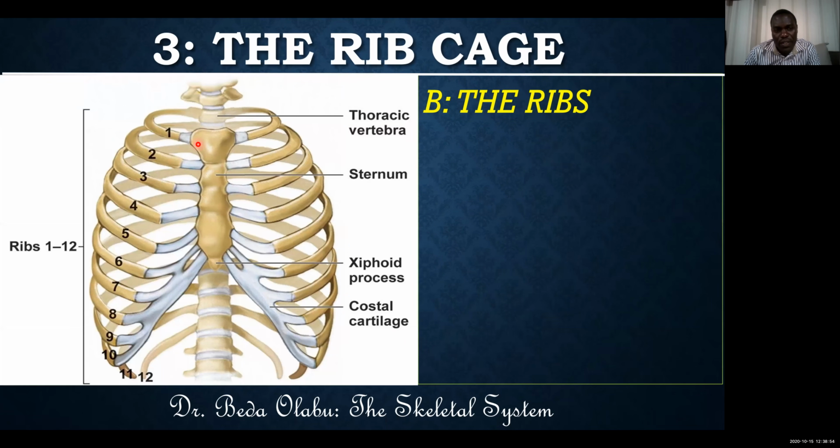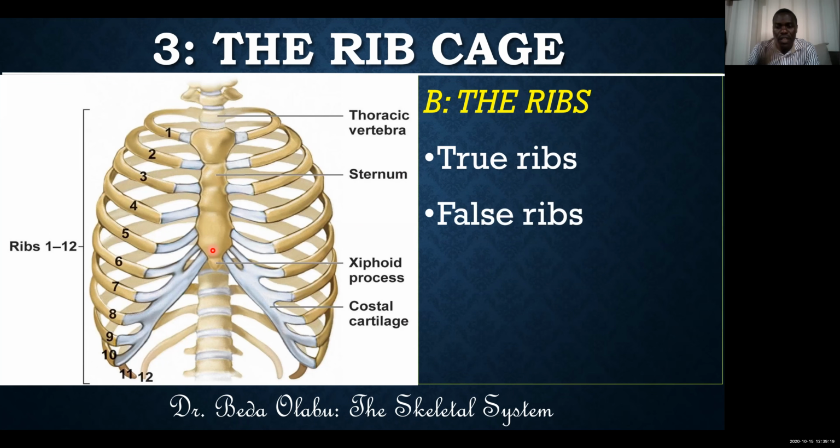About the ribs, we have 12 pairs of ribs, whether you are Adam or Eve. The upper 7 pairs of ribs are the ones we call the true ribs because their cartilages reach the sternum. The lower 5 pairs are called false ribs because their cartilage do not reach the sternum.